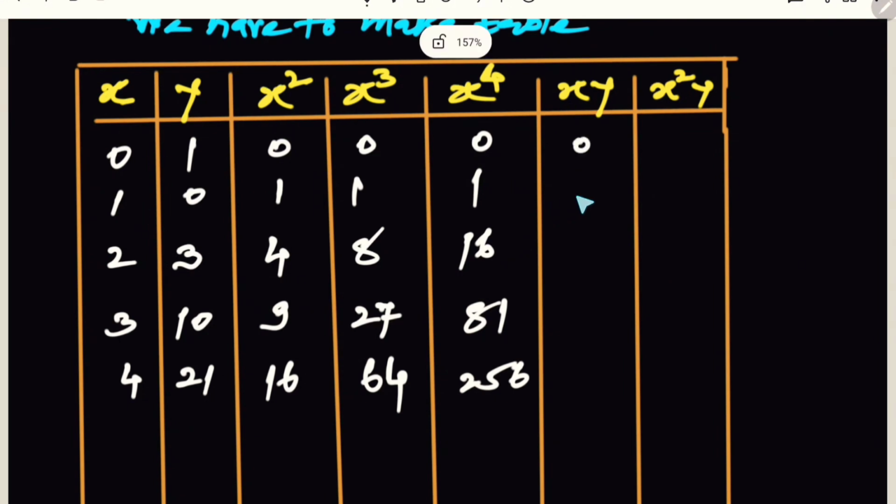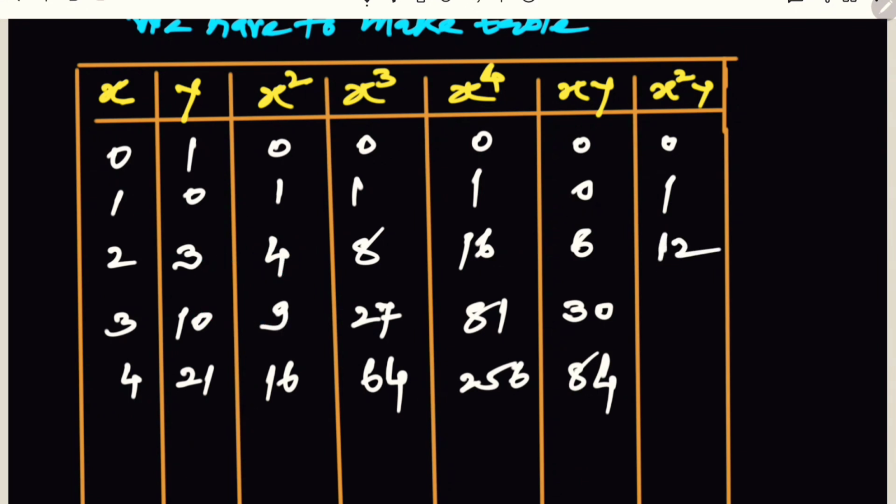Then the next column, product of x into y: 0 into 1 we get 0, 1 into 0 we get 0, 2 into 3 is 6, then 30 and it is 84. Last column of x square into y: 0 into 1 we get 0, 1 into 0 it is 0, though I have written it 1, it is 0, next one is 12, 90 and the last value is 336.